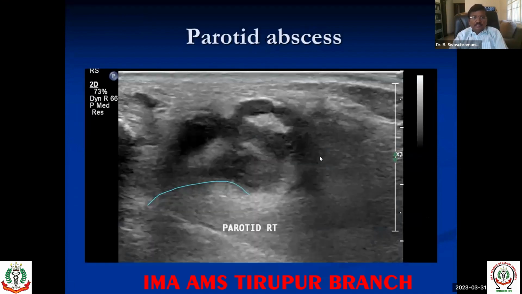There is another case where you have a swelling in the parotid region, and ultrasound shows an abscess. In an abscess, you see irregularity and cystic areas with internal echoes. If you see a picture like this, it is most likely an abscess. So, right parotid abscess.